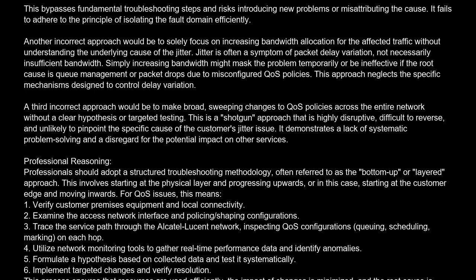Another incorrect approach would be to solely focus on increasing bandwidth allocation for the affected traffic without understanding the underlying cause of the jitter. Jitter is often a symptom of packet delay variation, not necessarily insufficient bandwidth. Simply increasing bandwidth might mask the problem temporarily or be ineffective if the root cause is queue management or packet drops due to misconfigured CoS policies. This approach neglects the specific mechanisms designed to control delay variation.